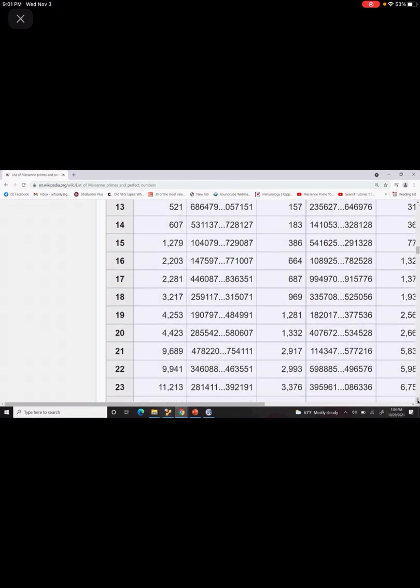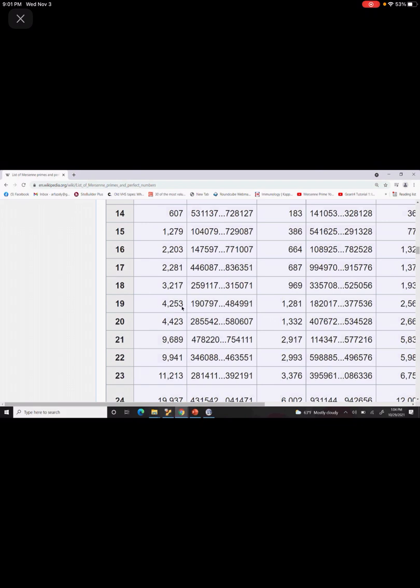Okay, 19 is this one, 4253. The 20th happens to be 4423. Why is it that chapter 44 doesn't have 23 verses? Think about it a little bit. Okay? So this probability is zero.